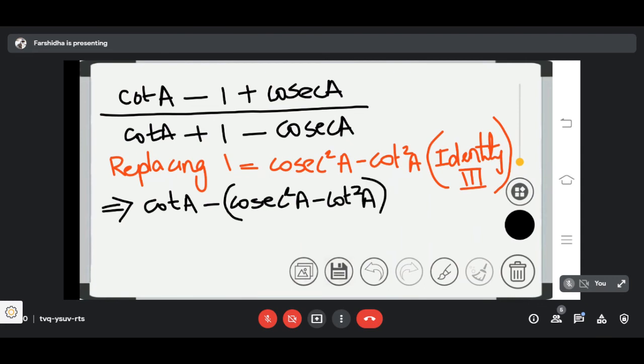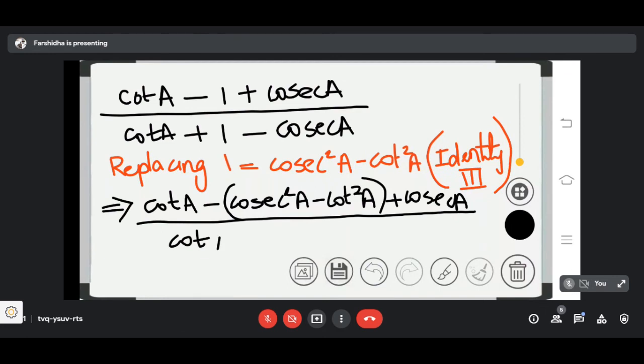Then what is here, cot A plus cosec A, divided by, write the same thing, cot A plus 1 minus cosec A. Don't change this 1 on the denominator side, only change the 1 on the numerator side. Replace it by cosec square A minus cot square A and don't forget to put the bracket.